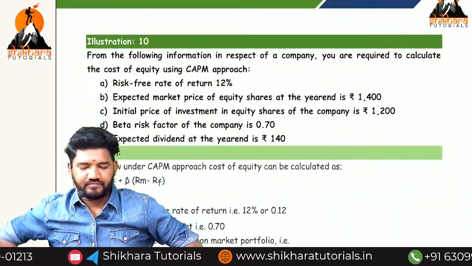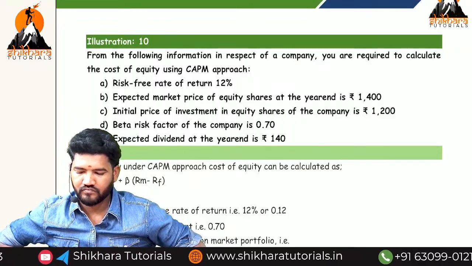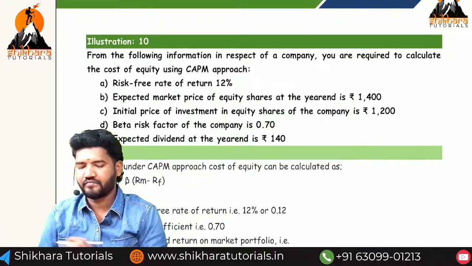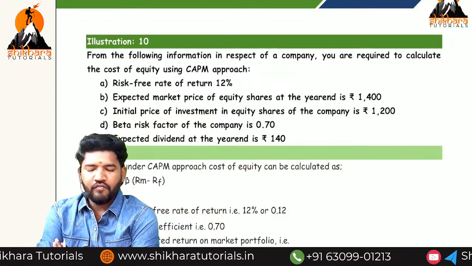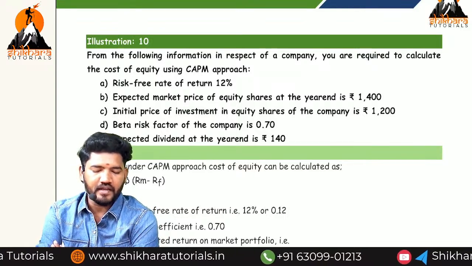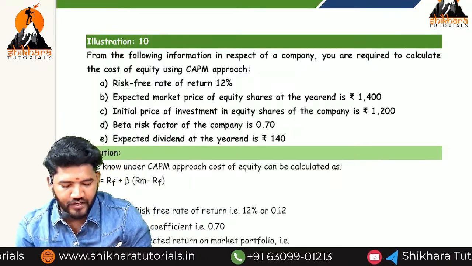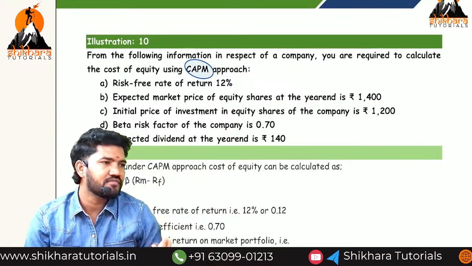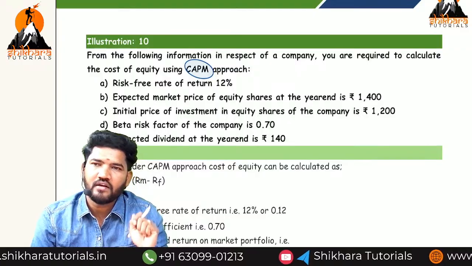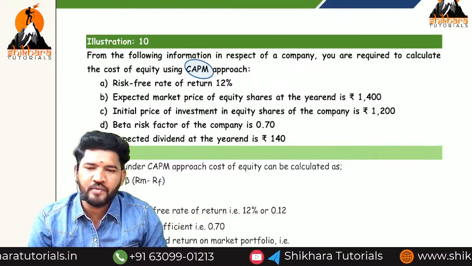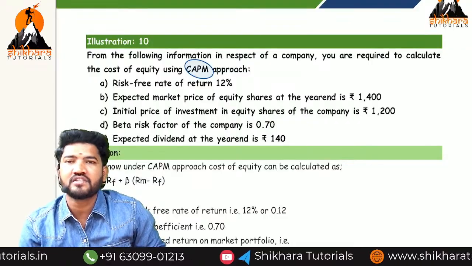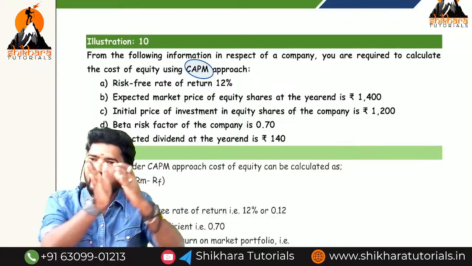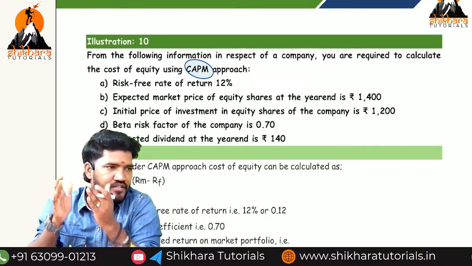Illustration number 10. Read the question properly. From the following information in respect of a company, you are required to calculate cost of equity using the CAPM approach. Sometimes they will not give the CAPM heading. Based on the RF, beta and RM information, you have to decide which approach it is. CAPM, because RF, RM and beta are not there in the remaining 3 approaches. That's why I said this one first.